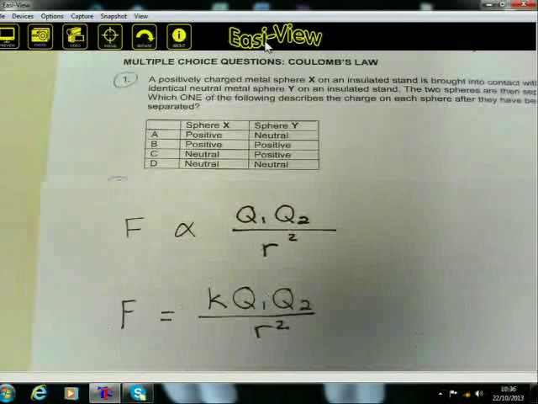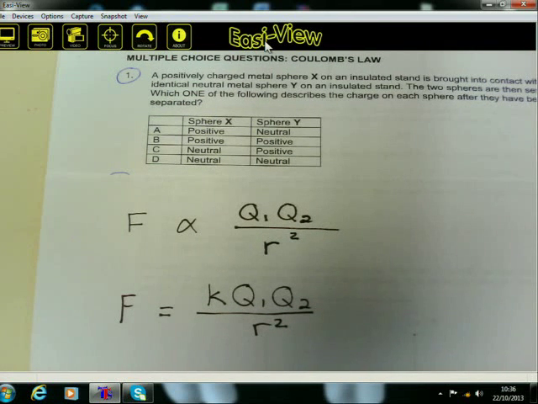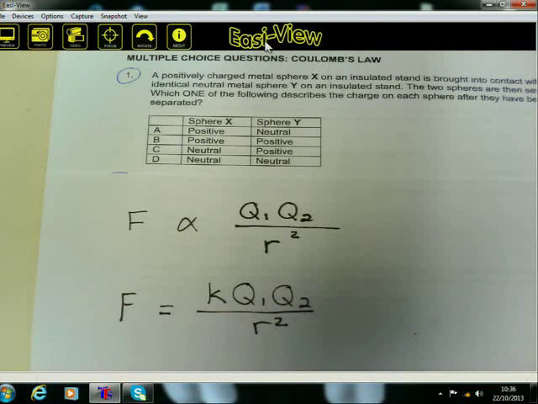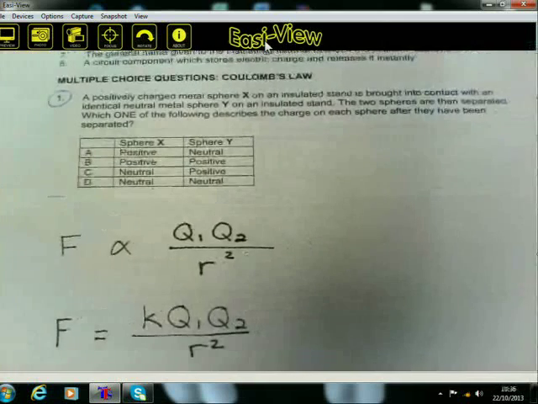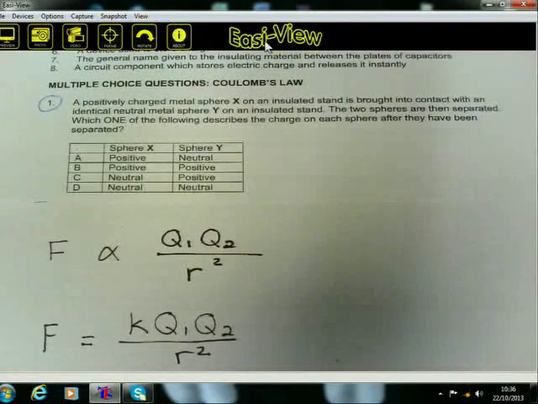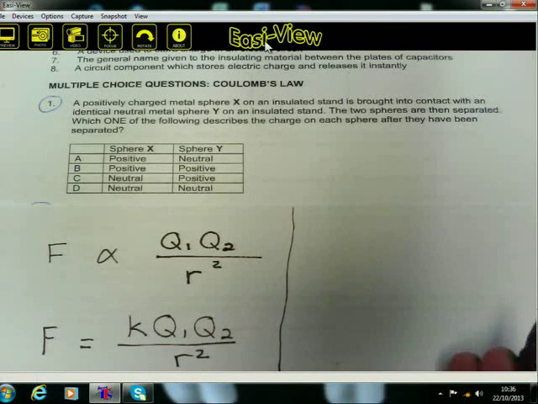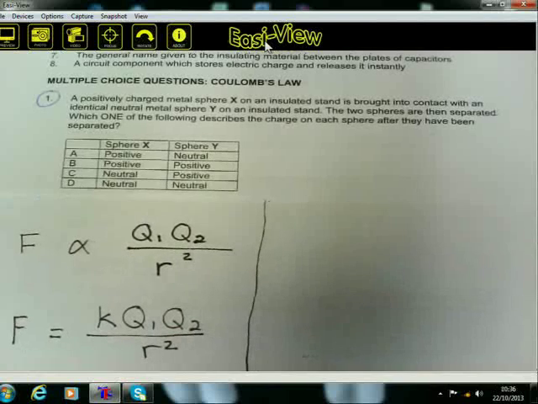Alright, so let's jump into a question. The first question that I brought for you, we're going to do a couple of multiple choice questions because they will teach you the fundamental things that you need to know about electrostatics. The first one is a positively charged metal sphere, X. As you read this question, please draw a picture because it's a lot of words and you're not going to be able to remember all of it. So draw a picture and write the information as you go along.